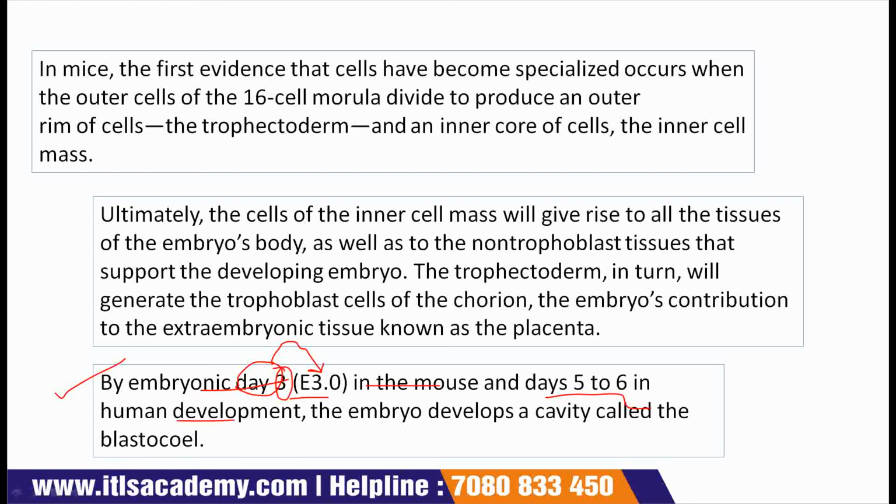and day 5 to 6 in human development, the embryo develops a cavity called the blastocoel. As a result of cavitation, cavitation is the formation of the cavity, the blastocoel, and the physical separation and differentiation of the trophectoderm from the inner cell mass, the morula becomes a blastocyst.